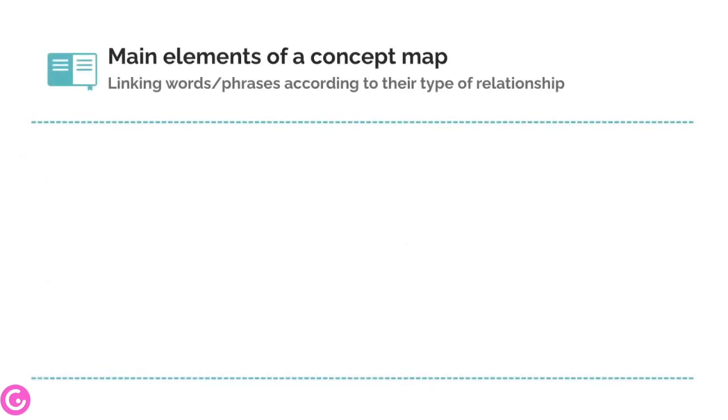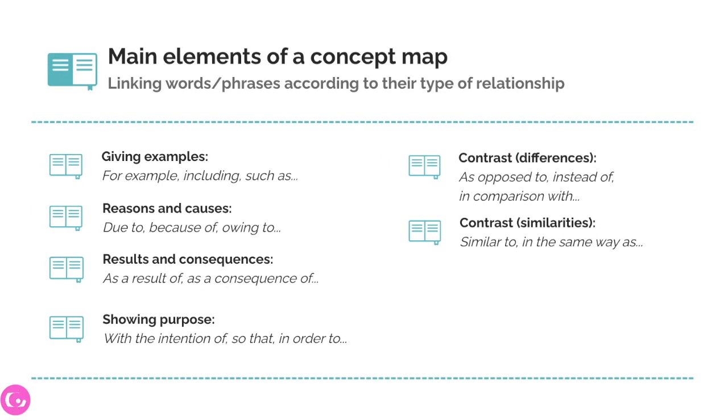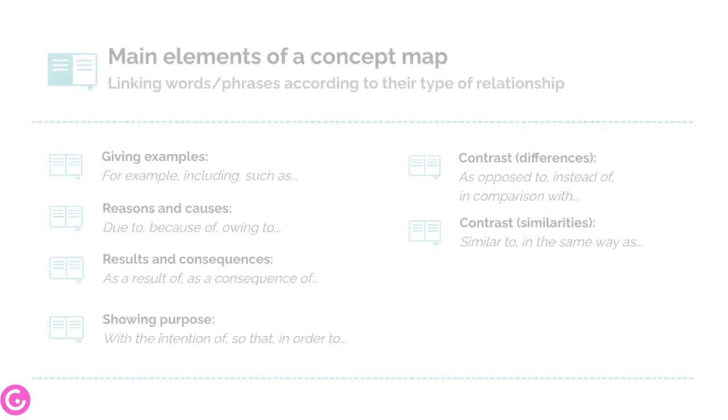Concept maps may also be organized according to their type of relationship, such as giving examples, for instance, including; reasons and causes, due to, because of, owing to; results and consequences, as a result of, as a consequence of; showing purpose, with intention of, so that, in order to; contrast, differences, as opposed to, instead of, in comparison with; and contrast, similarities, similar to, in the same way as.